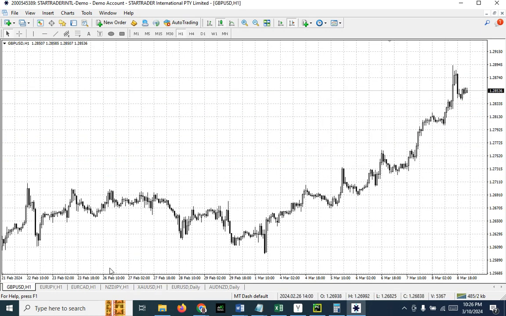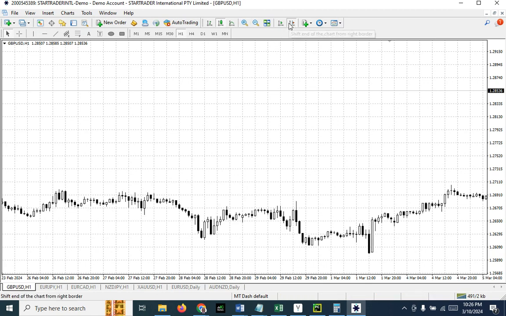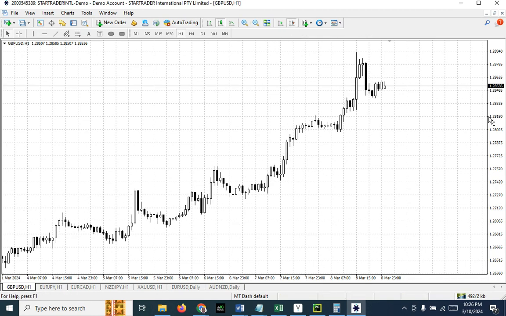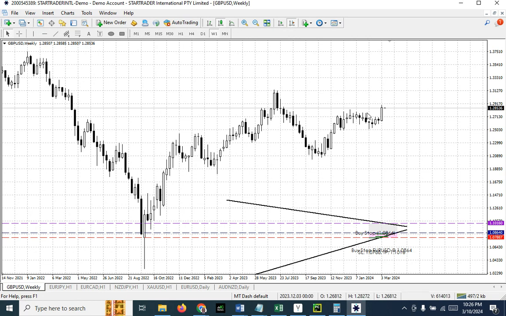Today I'm going to start with pound dollar, guys, to review what this market is going to do for the week. This is the chart for pound dollar, and we'll start from the weekly time frame.